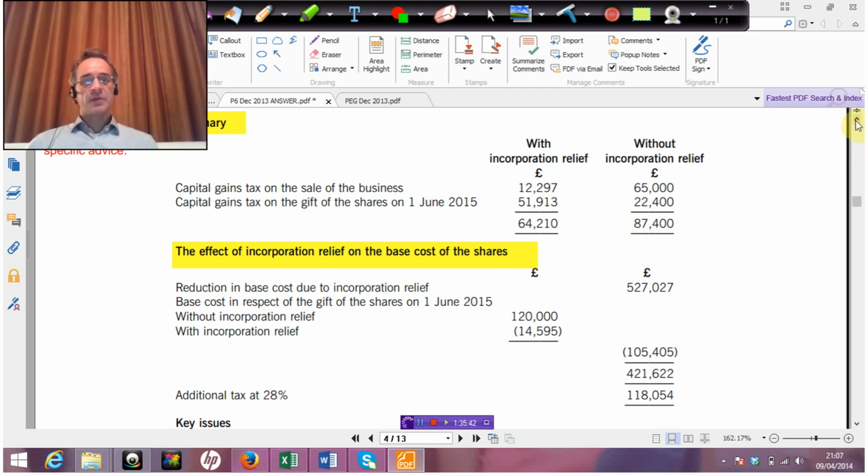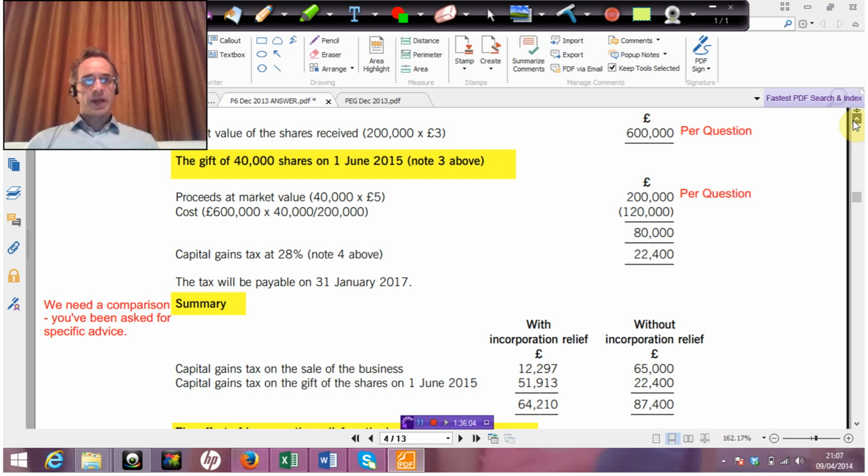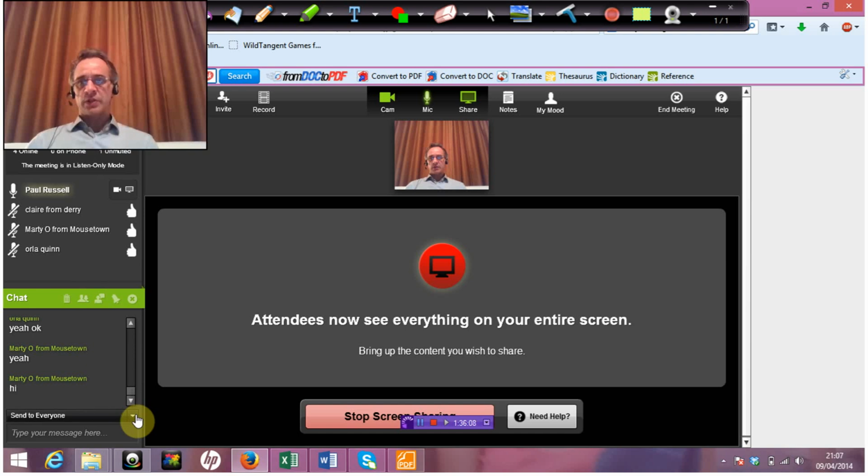It's about the difference between the base cost going forward and the initial tax with an incorporation relief claim versus no incorporation relief claim, i.e. this bit here. This is the bones of it and the reduction in the base cost going forward. Okay. So I'm going to sum up now, because I'm pretty sure you're tired, and I definitely am. Just going to come back to you and see if we can get some questions.